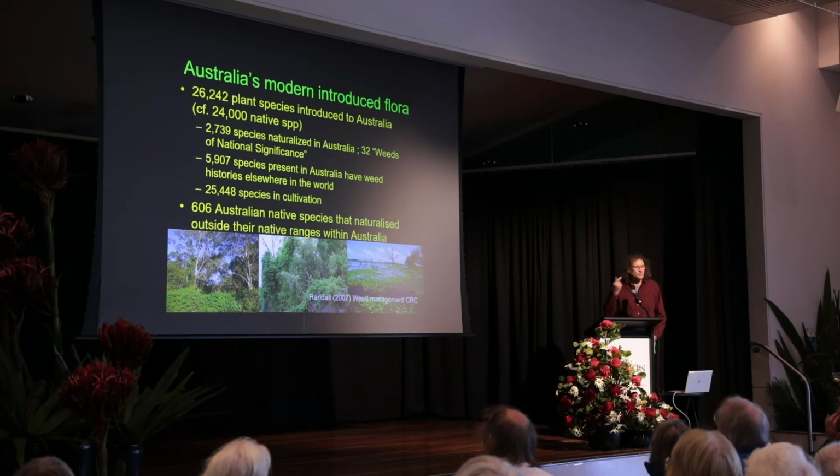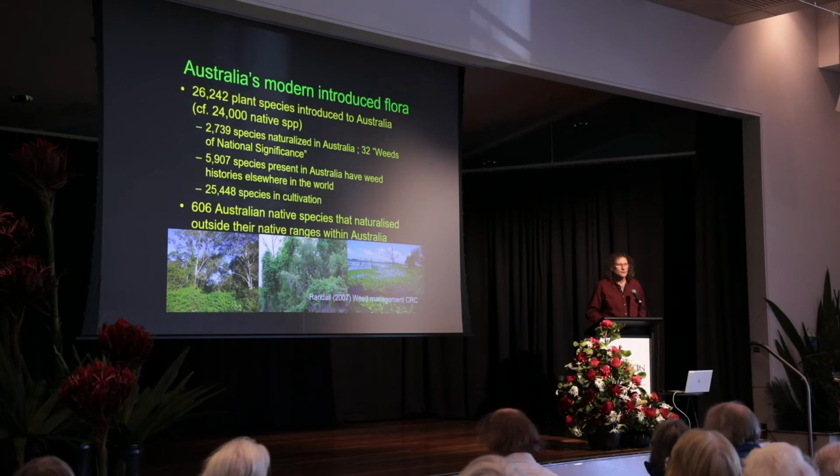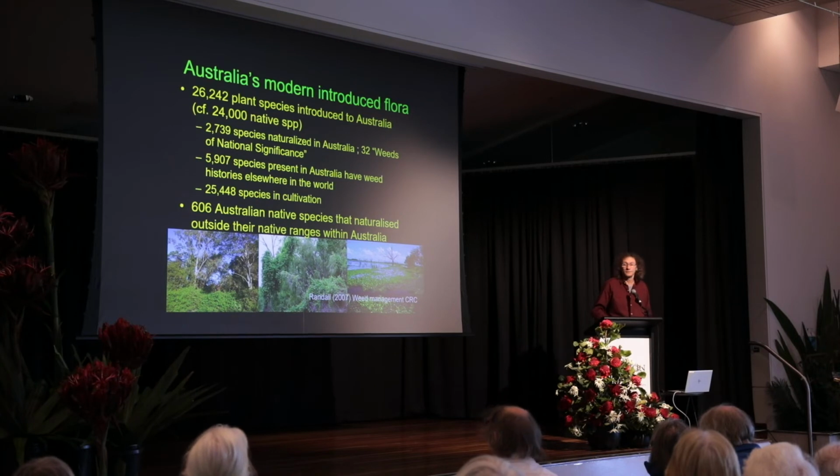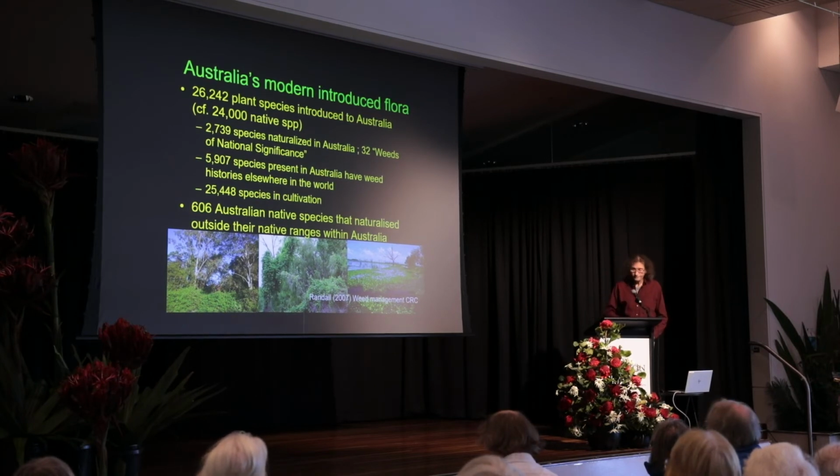And interestingly, there's about 600 of those 24,000 native Australian species that have escaped out of their natural range because we've changed the environment and made them more suitable in other places, or moved them to places that would have been suitable if they'd have got there, but they never had until we moved them.